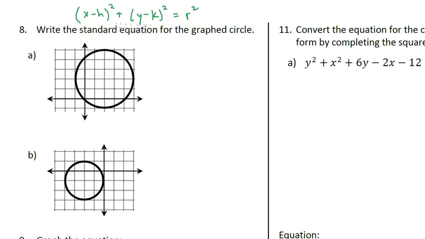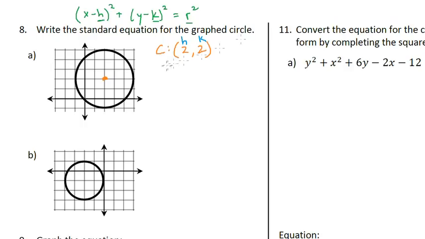Now, to find the standard equation for the graphed circle, all I need is my h and my k, and I need my radius. So let's find the center of our circle. It's pretty easy to do. Kind of imagine a horizontal line and a vertical line, and you'll find where those intersect right here. That's going to be the center of our circle. So the center of this circle is at 2, 2. And there is our h and our k values.